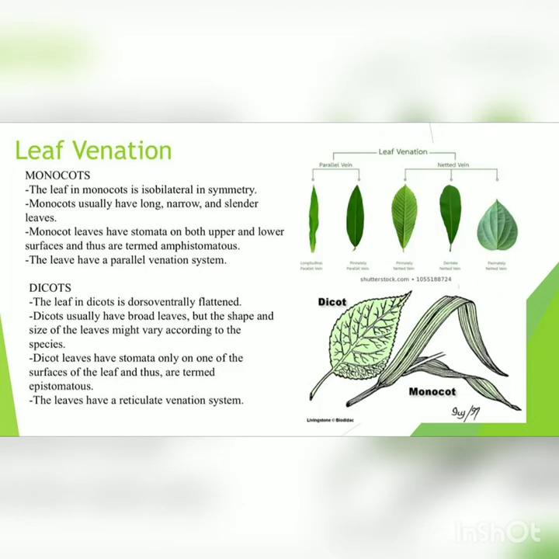Okay, leaf venation. Monocots, the leaf in monocots is isobilateral in symmetry. Monocot leaf has stomata on both upper and lower surface and thus is termed amphistomatous. The leaf has a parallel venation system. From the dicots, the leaf in dicots is dorsoventrally flattened. Dicot leaf has stomata only on one of the surfaces of the leaf and thus is termed epistomatous.